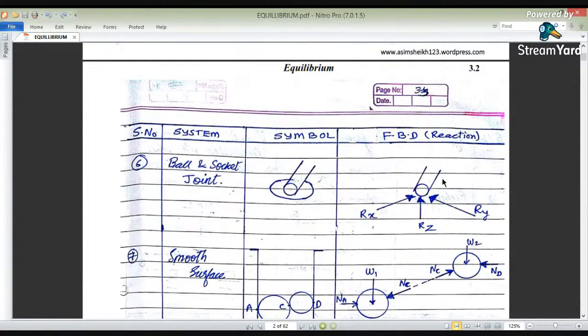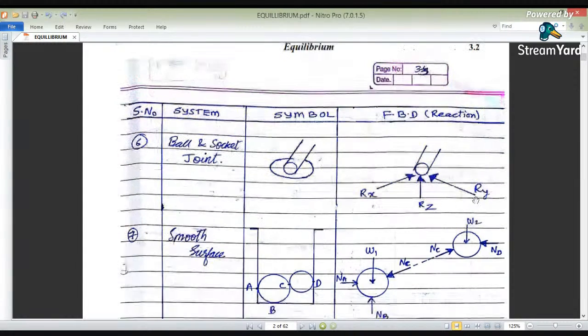Again, ball and socket joints are in contact along all three of the x, y, and z directions. It has been inclined, therefore in the x direction it is inclined in this way. In the perpendicular, it is the RZ direction, because it is in contact along all three, that is the x, y, and z directions.